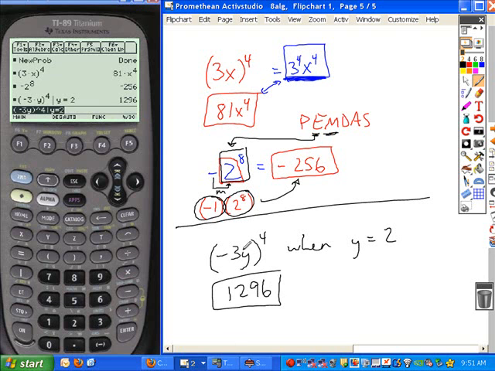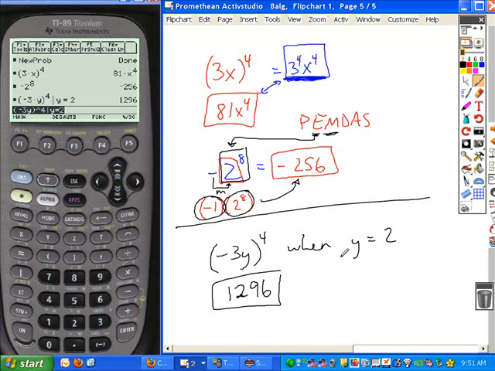Now, would you expect your answer to be positive here? You're taking some negative number to an even power. Okay. So any negative or positive number that's multiplied by itself an even number of times will always be a positive value. So it does fit what you should expect.